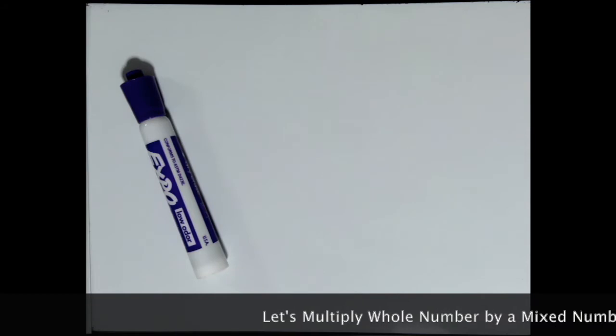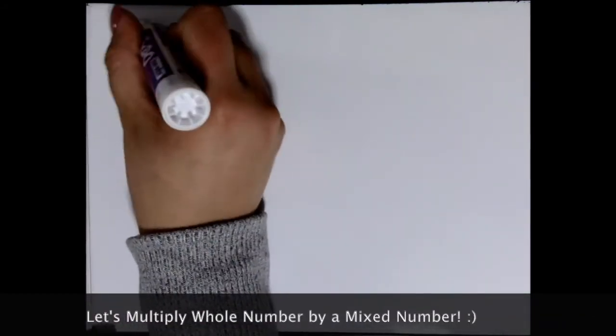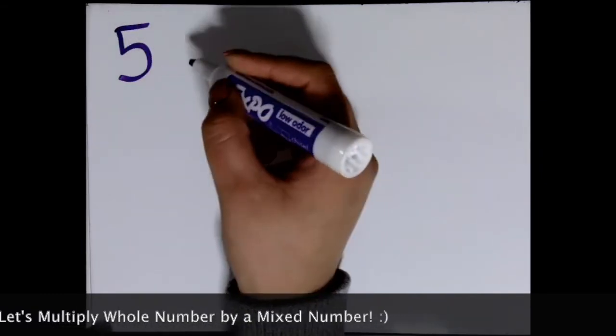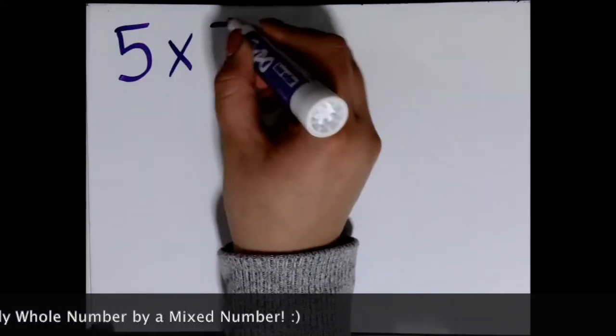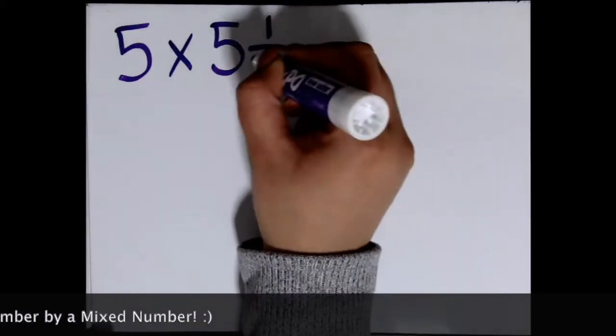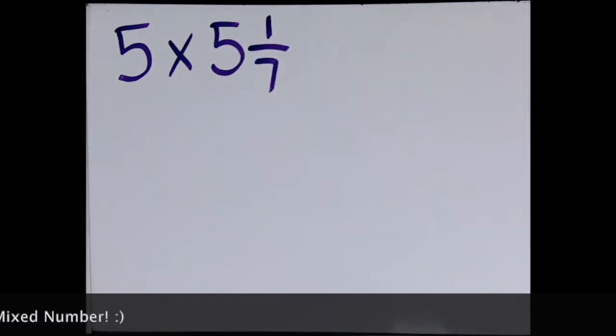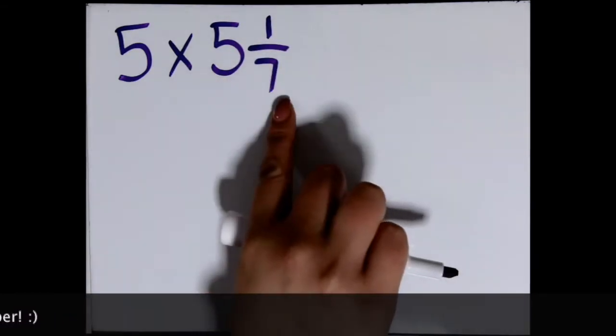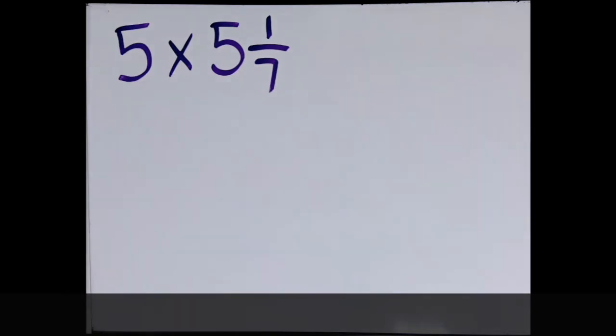Hello and welcome back to another math lesson. Today we're going to do multiplications with whole numbers and fractions. Okay, the fractions are going to be mixed numbers. For today's lesson, we are going to do this easy example. We're going to use 5 as a whole times 5 and 1/7. Okay, this is the whole number and a mixed number, and we're doing multiplication.